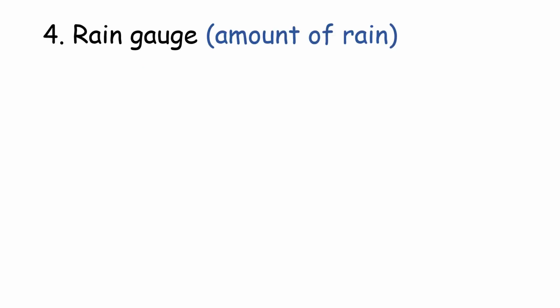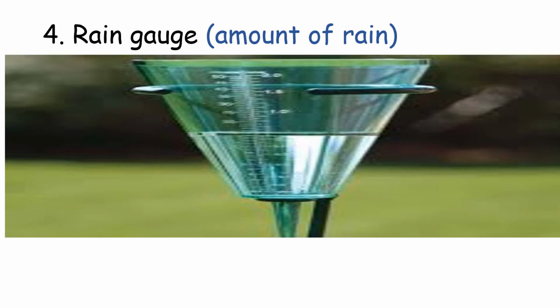Tool number 4, rain gauge. All of you say rain gauge. Between two brackets, rain. You know from the name of this tool, rain gauge, that this is used to measure the amount of rain. Yes? This is the shape of a rain gauge.